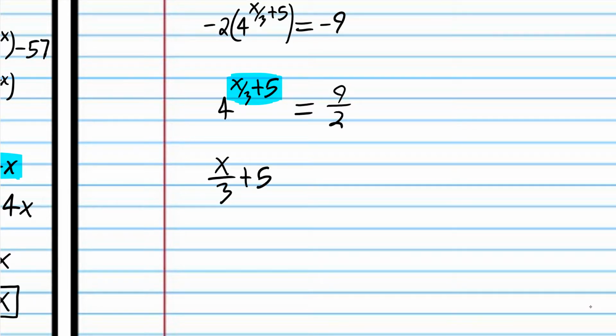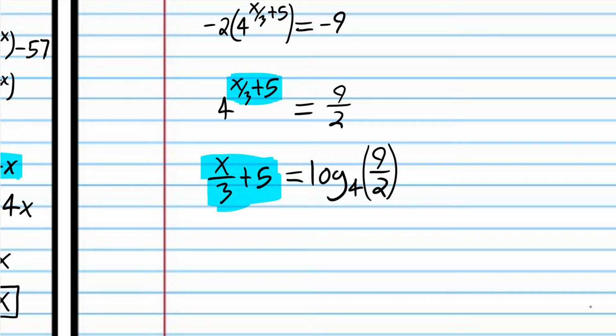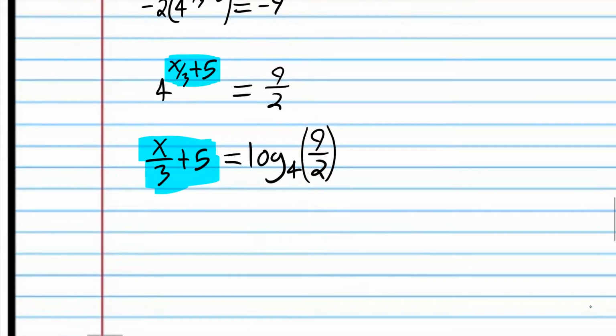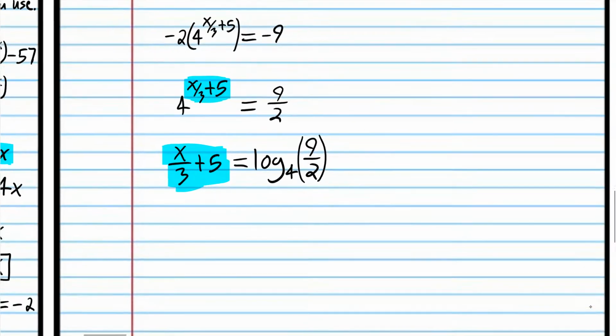We know that that blue power has to be equal to log base 4 of 9/2. Now, it's probably good to write that 9/2 in parentheses. Sometimes when this expression becomes complicated inside the logarithm, you need to be sure that people know what is in the log function and what's not in the log function. So we found the blue power. The blue power is going to be equal to this, whatever this ends up being in the calculator.